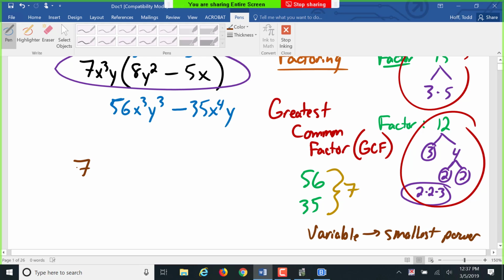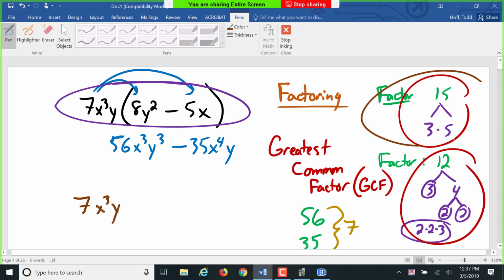For x, what's our greatest common factor going to be? X to the third and x to the fourth. The smaller one is x to the third. Good. How about for y? Just y. Good. We've got y to the third, and then we've got just y, or y to the 1. That y to the 1 is the smallest, so just y.